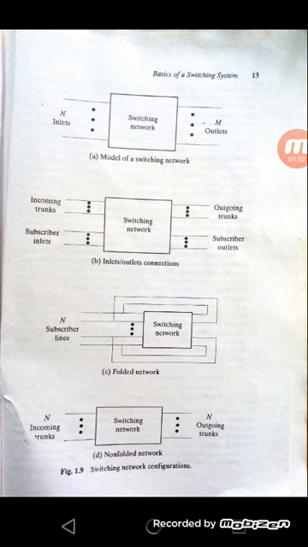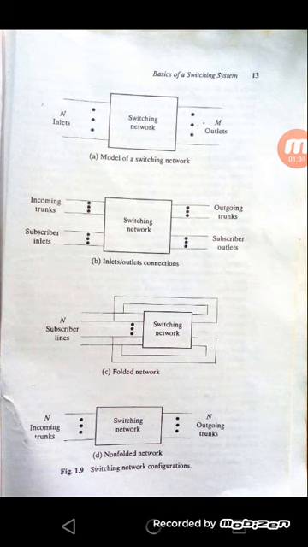It is a switching system network configuration. These are classified into four types. First one is the model of a switching network. Second one is inlets and outlets connections. Third one is folded network, and fourth one is non-folded networks.